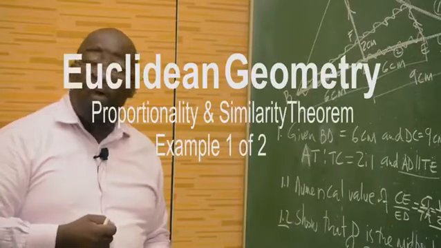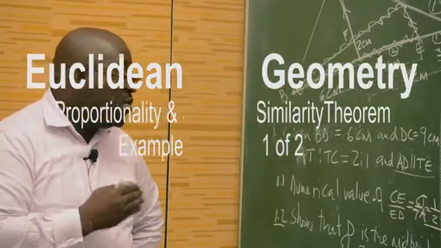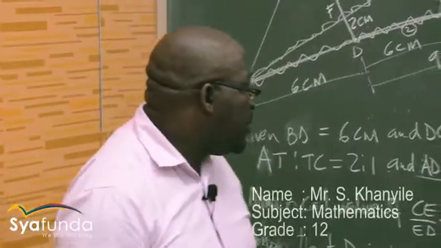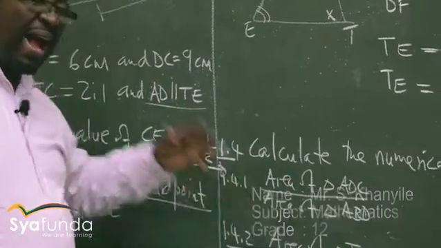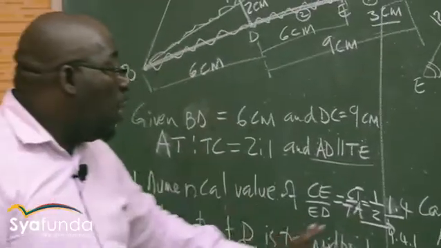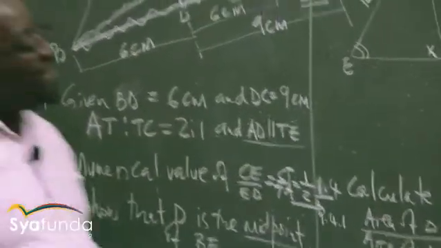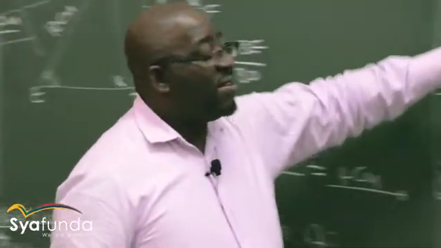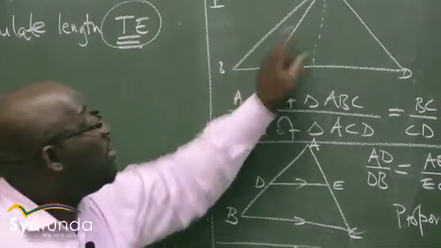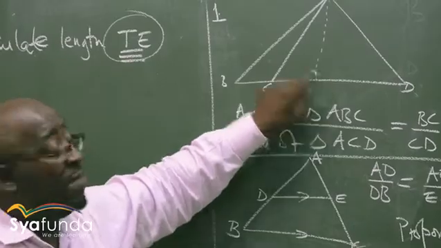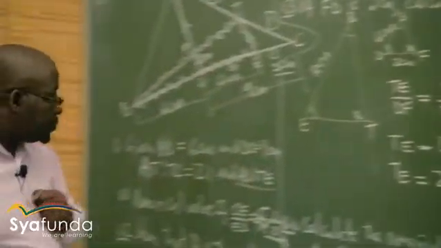Let's look at 1.4. 1.4 wants us to calculate the numerical value of, number one, the area of triangle ADC. When I talk about the area of triangle ADC, look at this theorem. The theorem says area over area is equal to this side over that side. But they must have the same altitude. Let's go to the problem that we're doing.